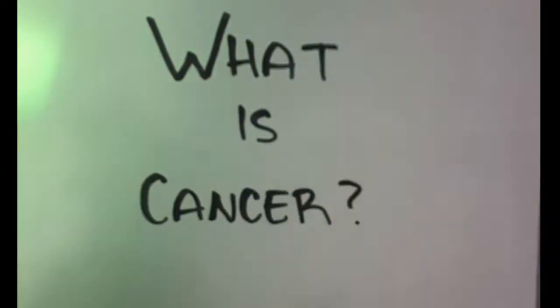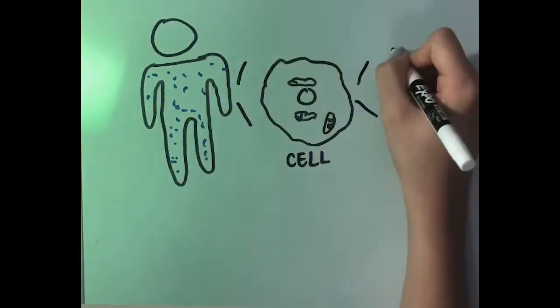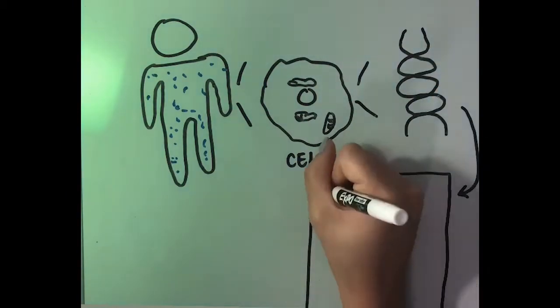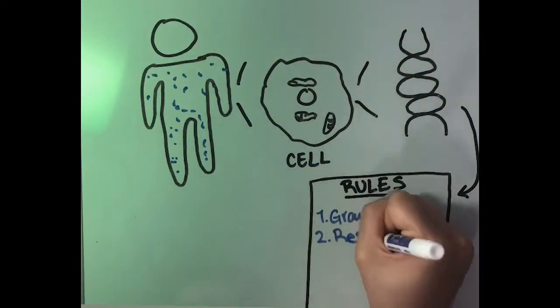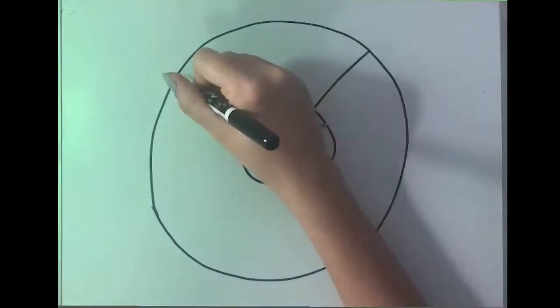What is cancer? Our body has trillions of cells and cancer develops in a cell. Each cell has genes that act as an instruction manual. This instruction manual mainly tells the cell how to grow, work, divide, and die. This is known as the cell cycle.